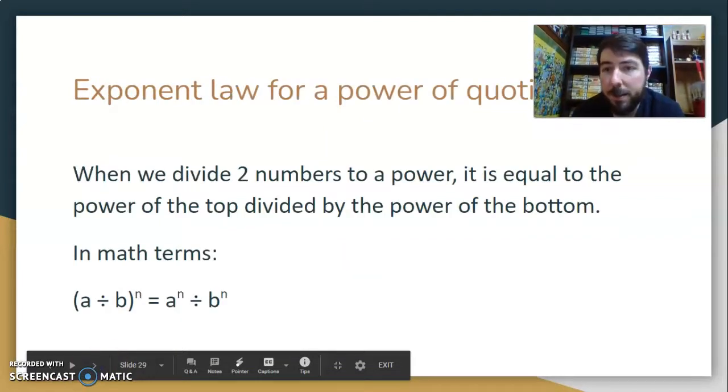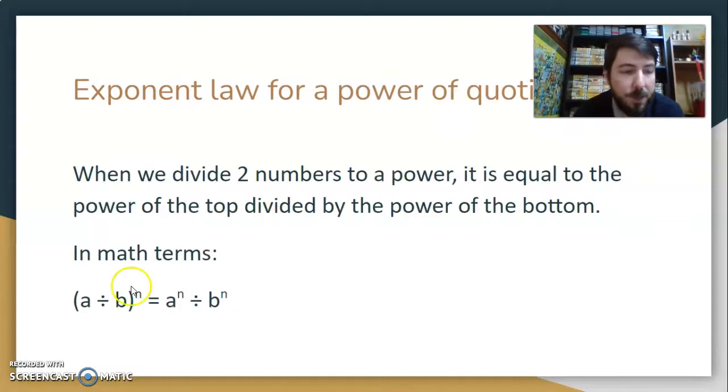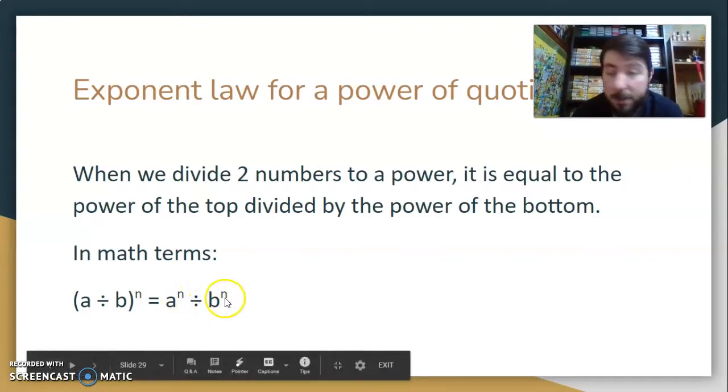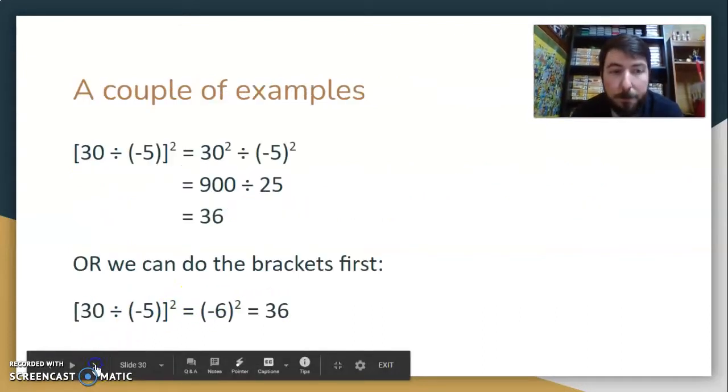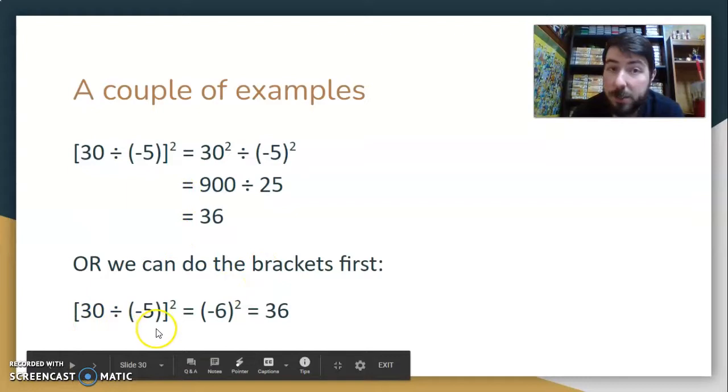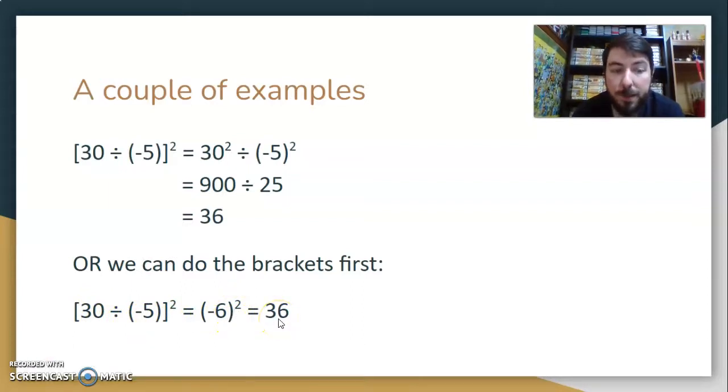And here it is in math terms. A divided by b to the power of n equals a to the power of n divided by b to the power of n. We can also solve those ones. Again, you can just punch this directly into your calculator. 30 divided by negative 5 to the power of 2. Well, 30 divided by negative 5 equals negative 6. And then when we do that to the power of 2, it equals 36.